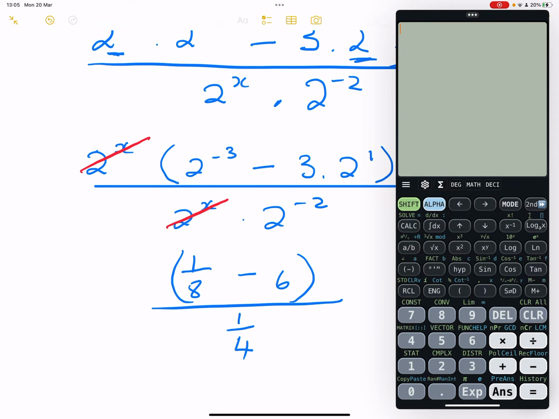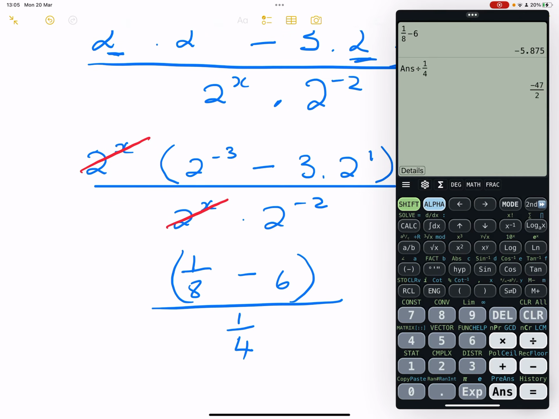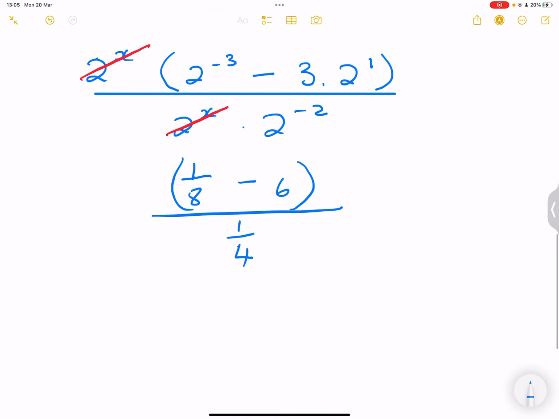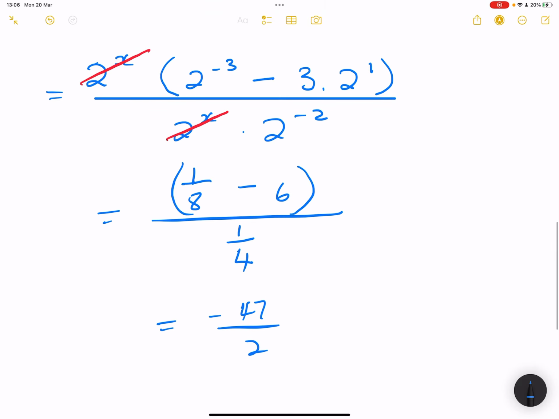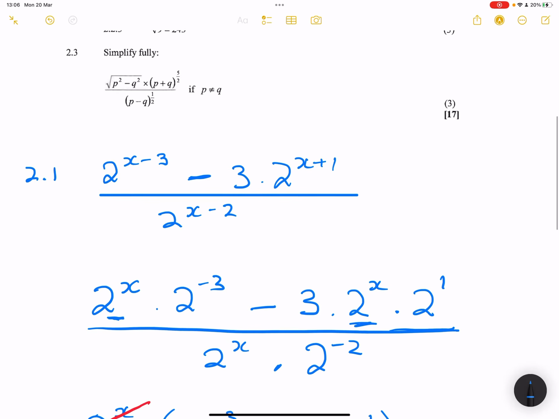So this is going to be 1 over 8, and this is subtract 6, and all of that is divided by 1 over 4. So I'm going to divide that by 1 over 4. That should be a fraction. We get negative 47 over 2. If you do find something that looks slightly different, please do let me know, but I think we have done what is correct there.